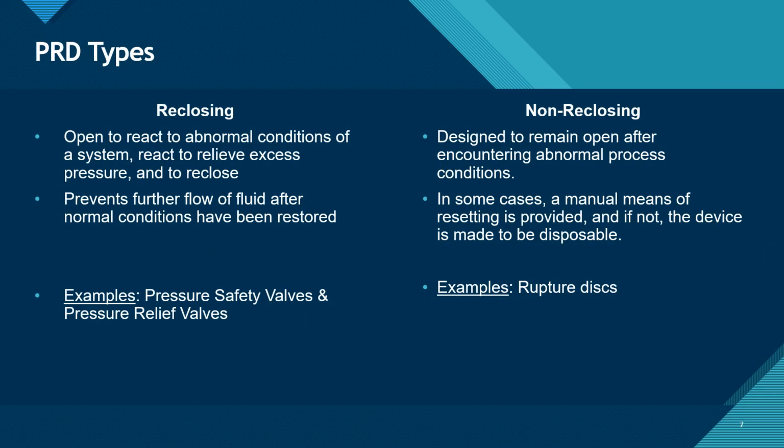Now moving into the PRD types. There are two main types of PRDs, reclosing and non-reclosing. Reclosing PRDs open to react to abnormal conditions of a system, relieve excess pressure, and reclose. This prevents further flow of fluid after normal conditions have been restored. Some examples of these PRD types include pressure safety valves and pressure relief valves. Moving into the non-reclosing PRD type, they're designed to remain open after encountering abnormal process conditions. In some cases, a manual means of resetting is provided. If not, the device is made to be disposable. A prime example of this would be a rupture disc.